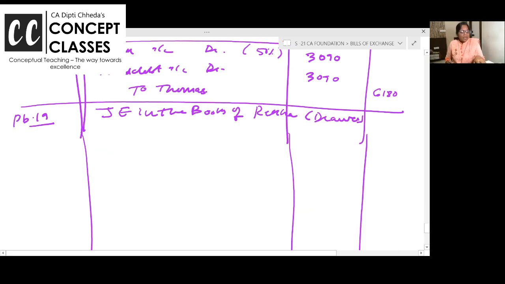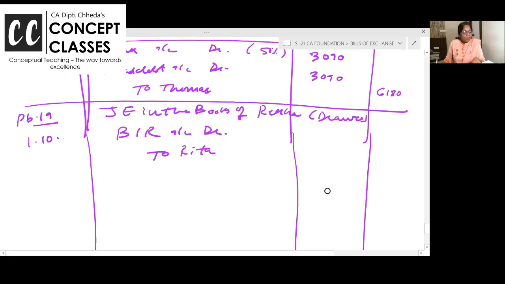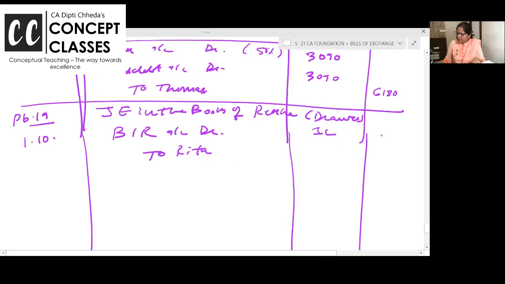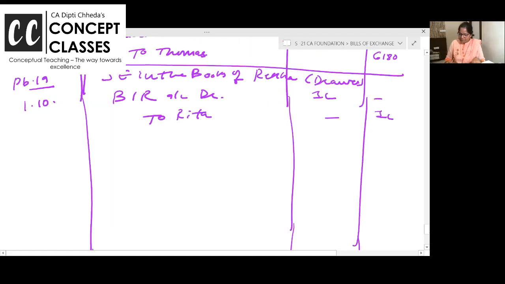Rita owed 1 lakh to Rekha. On 1st of October, Rita accepted a bill which is drawn by Rekha. So bills receivable account debit to Rita. How much? 1 lakh. On 1st October the bill is drawn. Rekha got it discounted on 3rd October, just after 2 days.